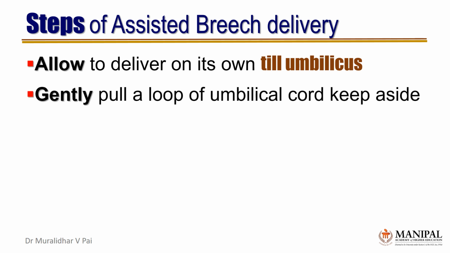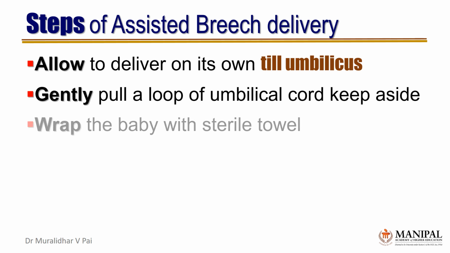Once you see the umbilicus, gently pull a loop of umbilical cord and keep it aside so that it won't be snapped during further delivery or descent of the trunk. After this, it is important to wrap the baby with a sterile towel to keep the warm and avoid cold stimulus.